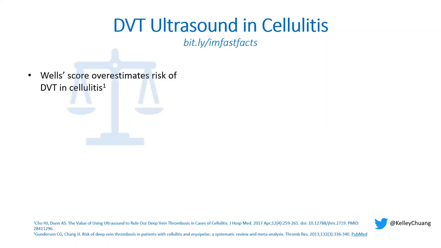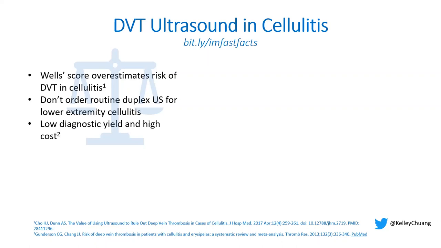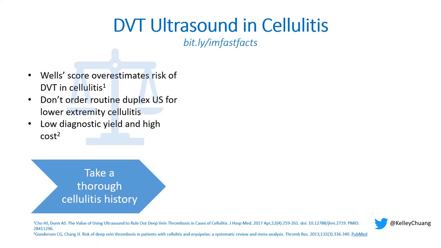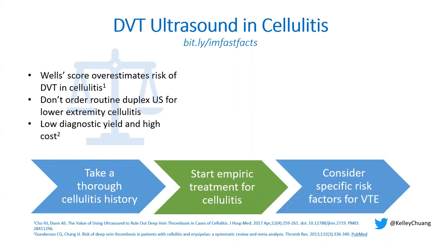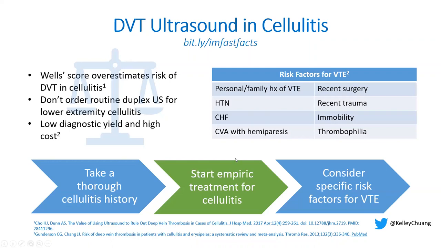Just remember that the Wells score overestimates the risk of DVT in cellulitis. Do not order a routine duplex ultrasound for lower extremity cellulitis because there's low diagnostic yield and it's a very high cost test. So instead, you should take a thorough cellulitis history, start empiric treatment for cellulitis and watch for improvement, and then consider the patient-specific risk factors for VTE, which are all listed here. And that's it.